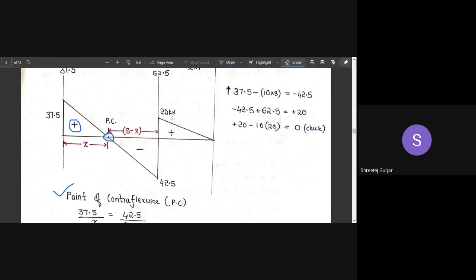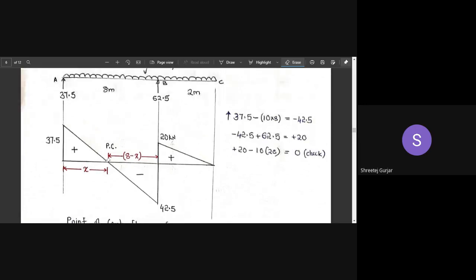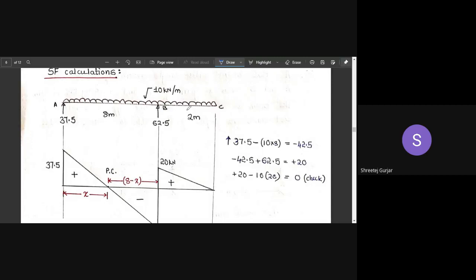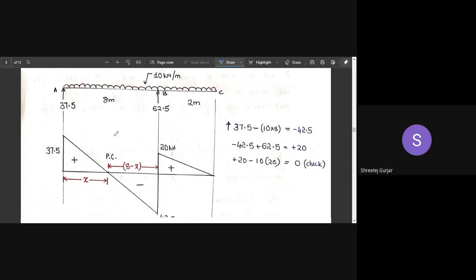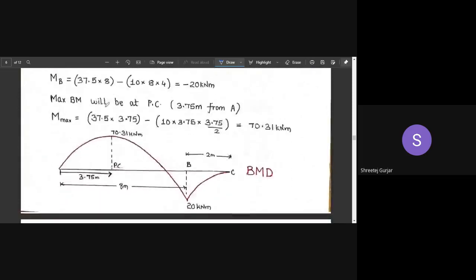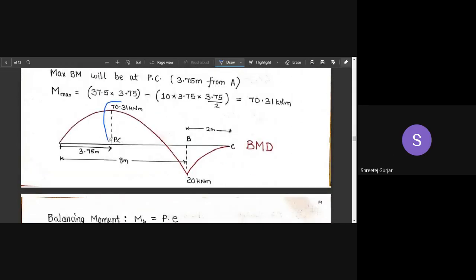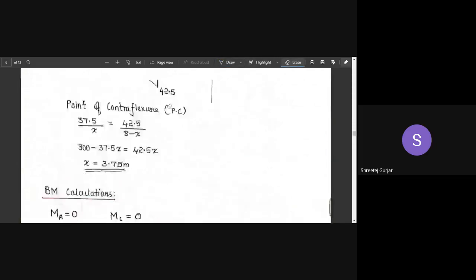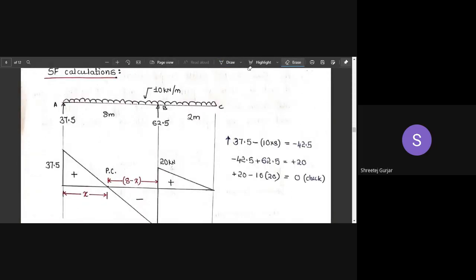And what is the importance of point of contraflexure? Can anyone tell me its importance with respect to bending moment? Do you have any idea? Bending moment is maximum, sir. Yes, 100% correct. When we have a point of contraflexure at that particular point, you have maximum bending moment. So first we will calculate shear force, and then we will move on to bending moments.